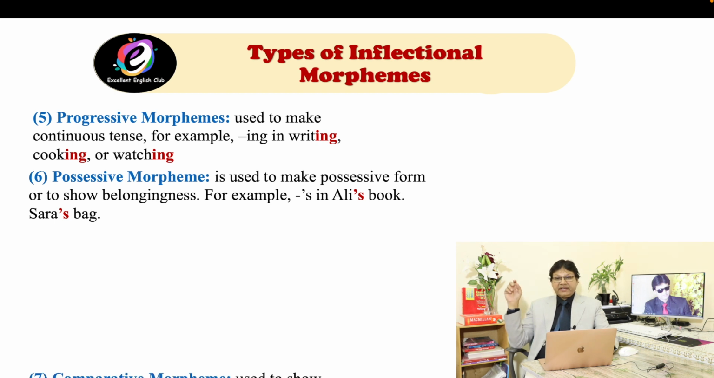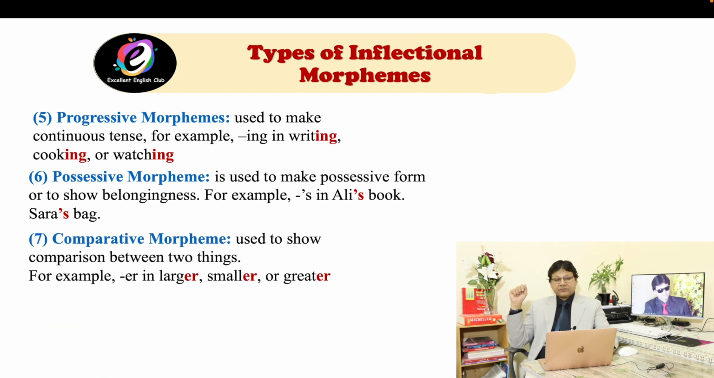Okay, number 7 is comparative morpheme. Comparative morpheme is used to show comparison between two things. For example, add er to large, small, and great to become larger, smaller, greater. So you can say that this room is larger than mine, this computer is smaller than yours, and this man is greater than that, like this.